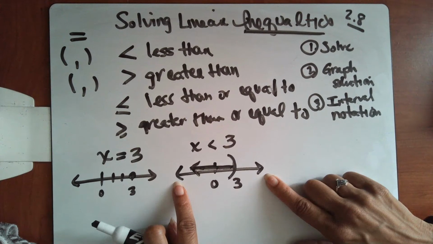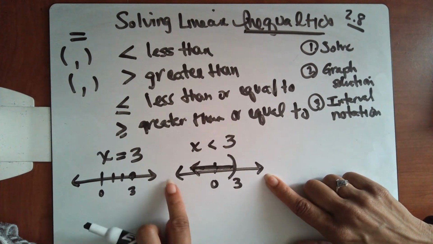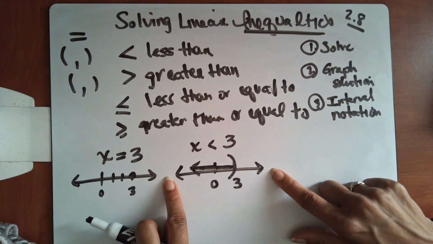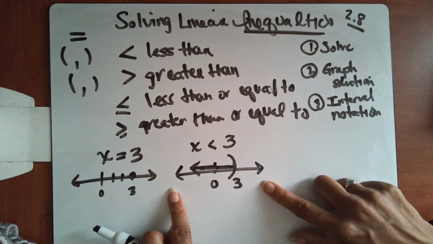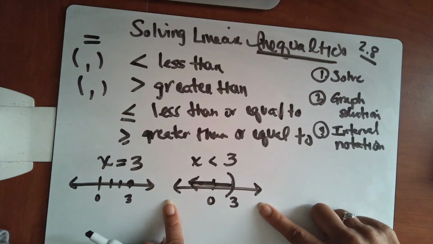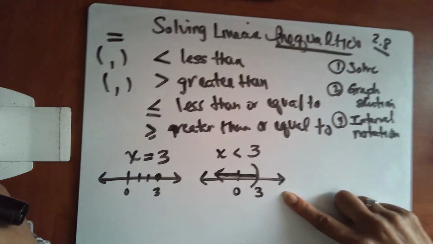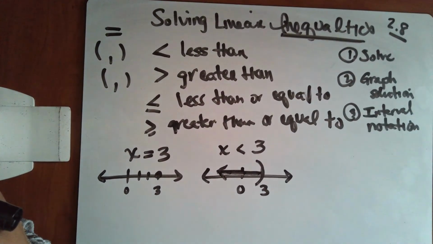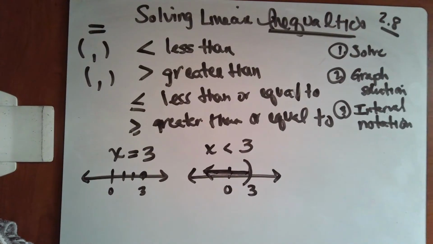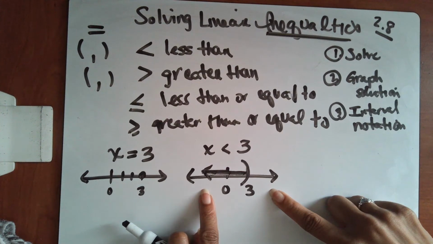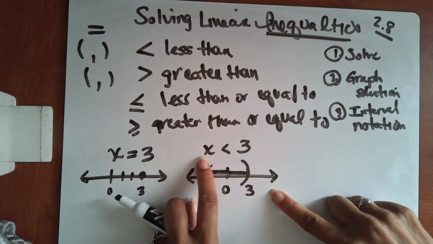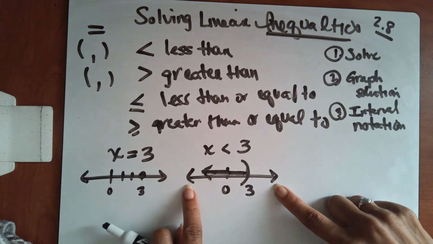This is the real number line. The real number line goes from negative infinity to positive infinity, with 0 separating the negative from the positive. Remember your real number line, okay? So here is my graph of my solution. We have the solution, and then we have a visual of it.